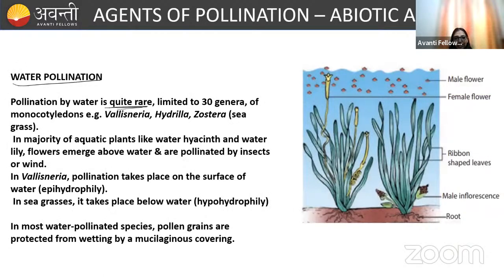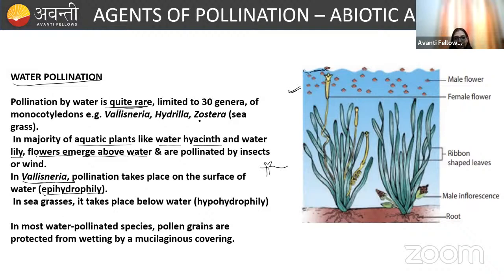In the majority of aquatic plants like water hyacinth and water lily, the flowers emerge above the water. So if this is water, their flower will come out of the water for pollination. This is a diagram of water pollination in the species Vallisneria, where the female flower comes out on the surface of the water for pollination.